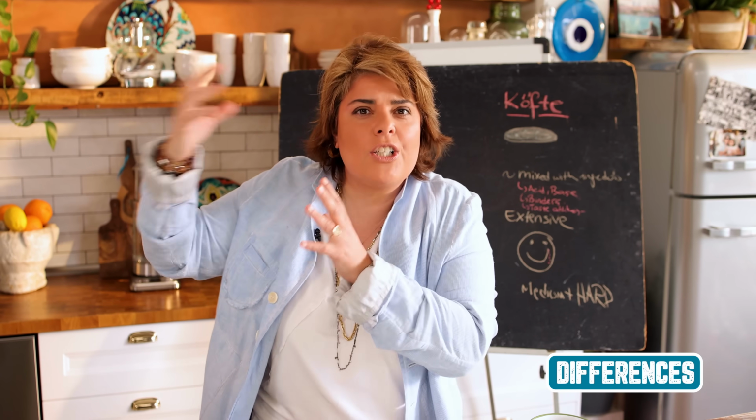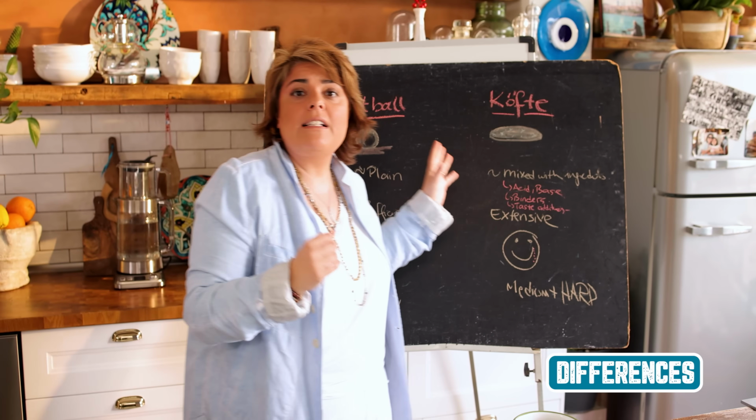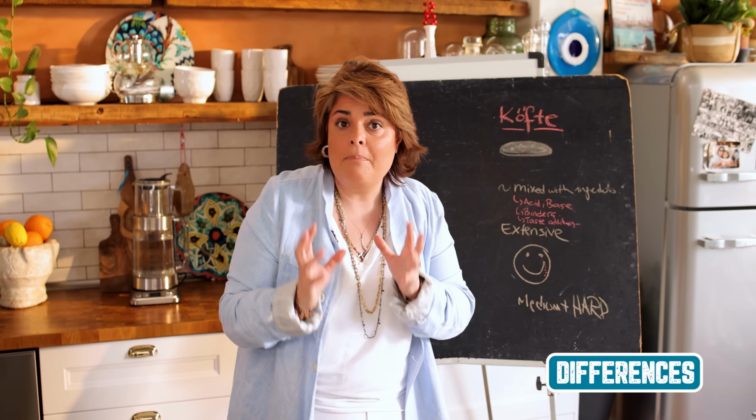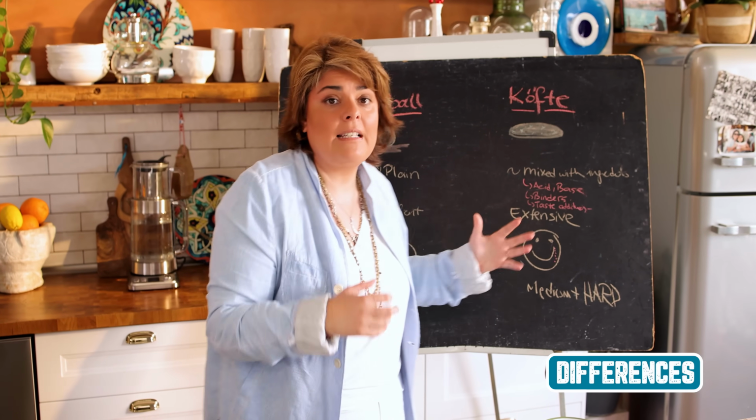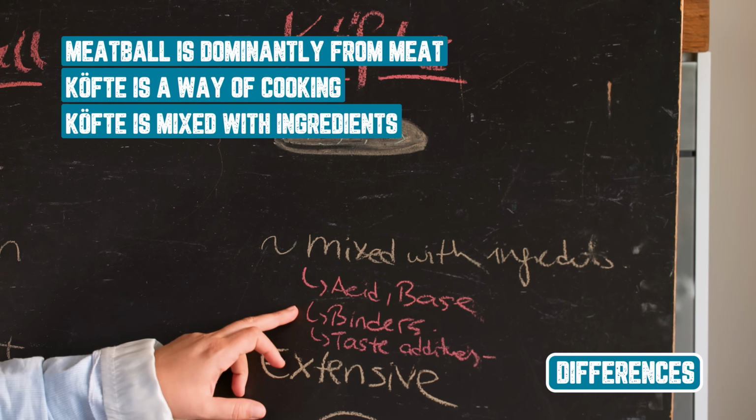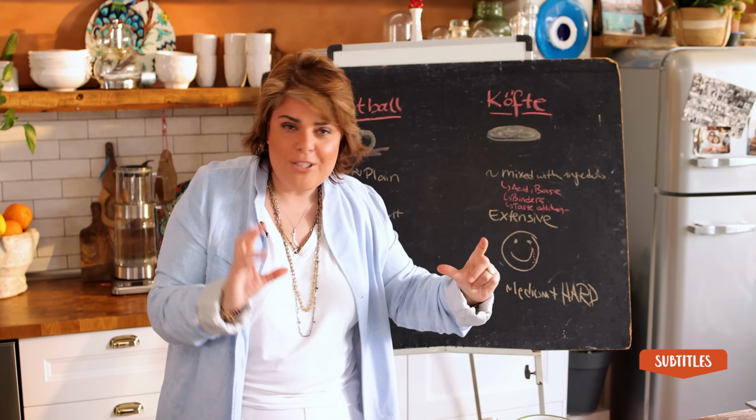Like, you know how you make a crepe? Crepe is a style of making. Köfte is definitely a style of making. And sometimes the meat is the dominant main ingredient, but sometimes it's not. It's usually a mixture of a few things. I have listed a few of them here, but I'm going to explain it at the back. I have the equation for it.